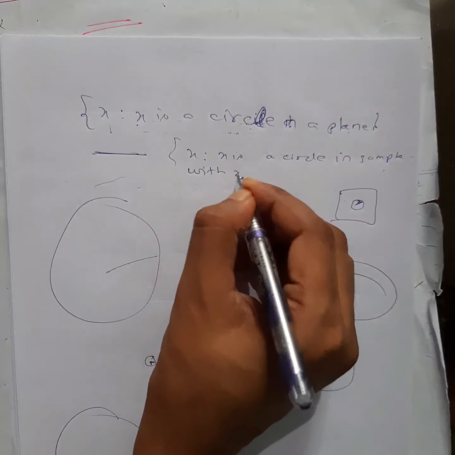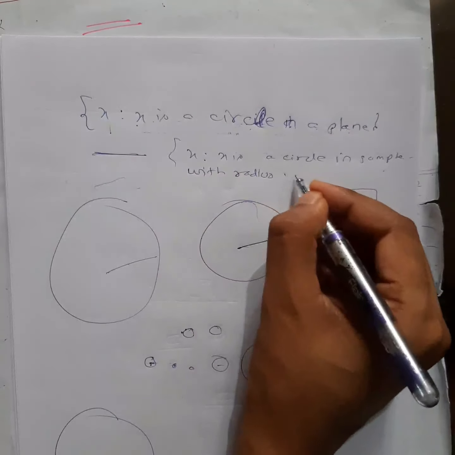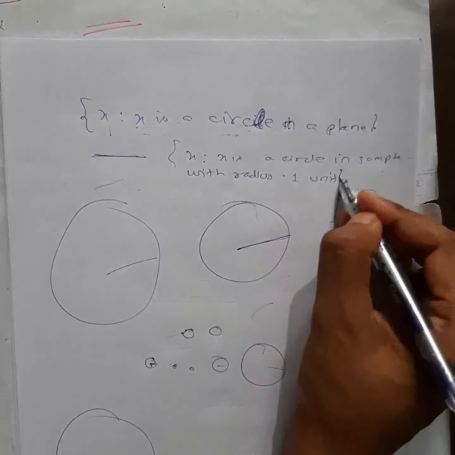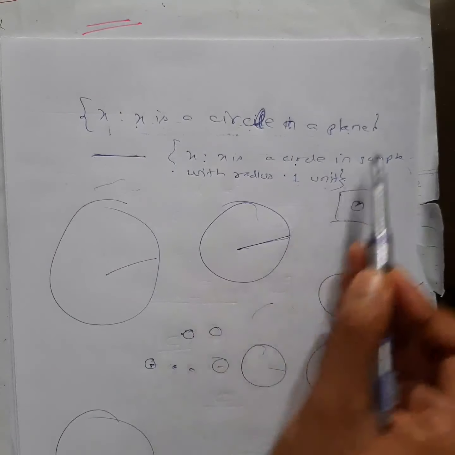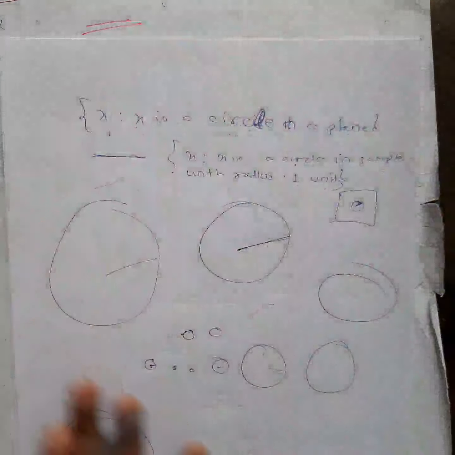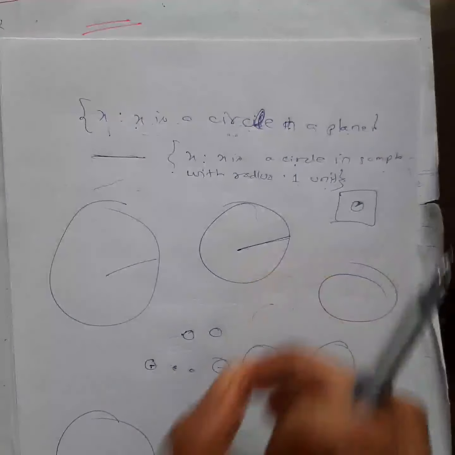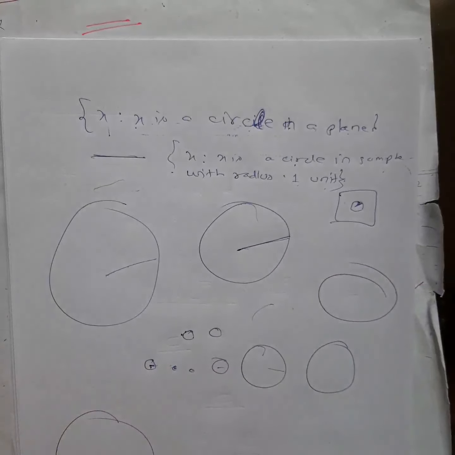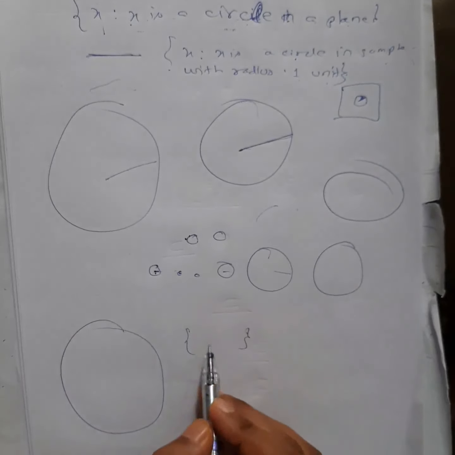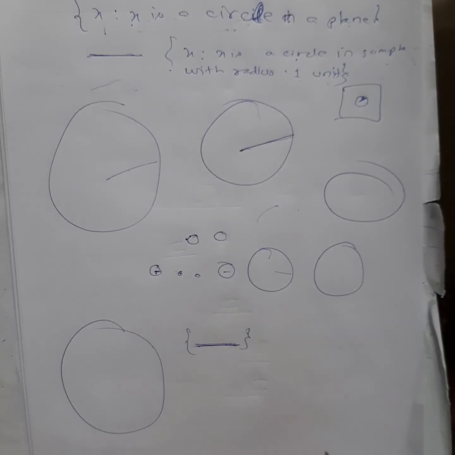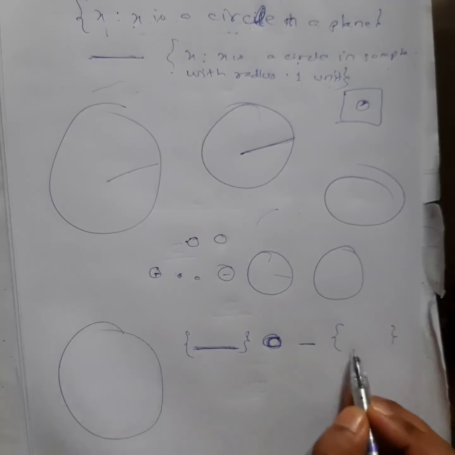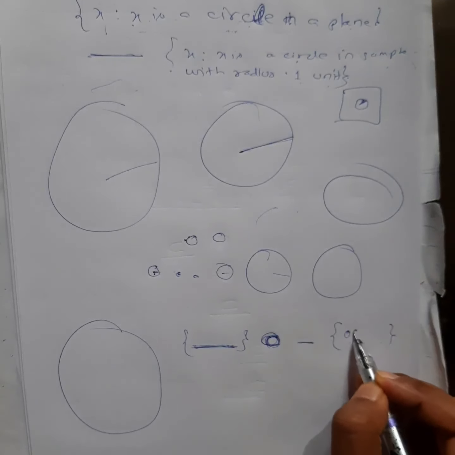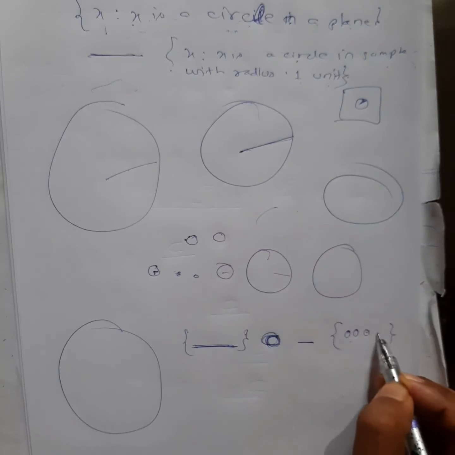with radius, this time they have mentioned radius 1 unit. So this is a collection of those circles whose radius is 1 unit. In this plane I have all kinds of circle, so from all those circles I will collect only those which have radius 1 unit. So see here carefully. In your first set, all kinds of circle are there.